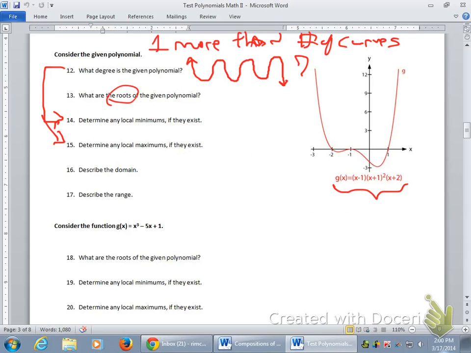Roots, I can't talk too much about roots. That's too easy. Roots are zeros, and you just need to look that up because you're supposed to know roots. All right? There's 4 different words for roots, and this is 3 of them. It's the last one that you need to know.